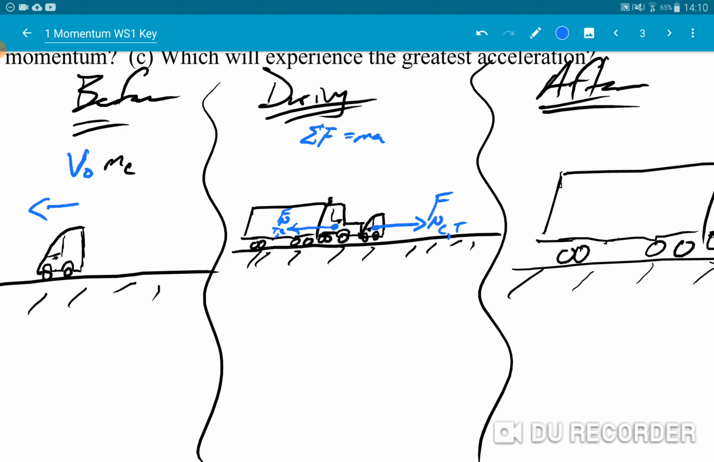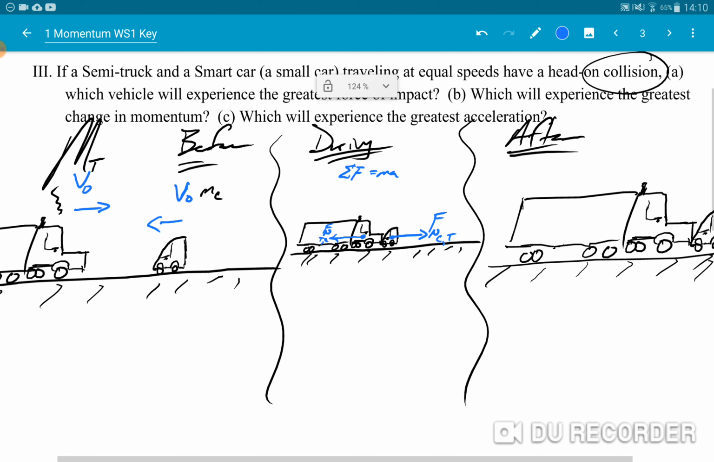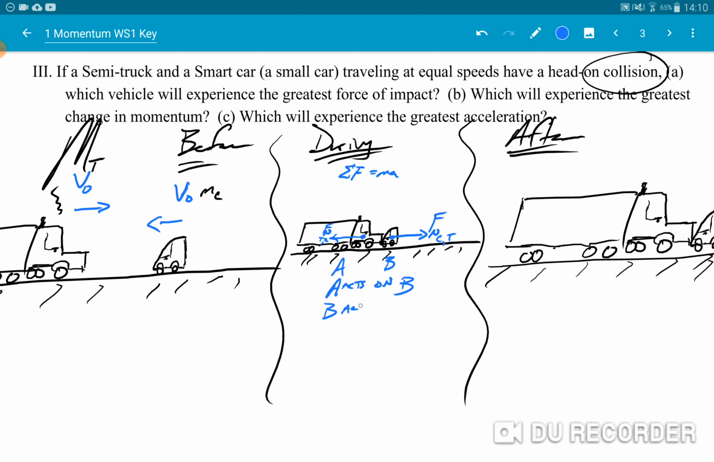Okay, how do these forces compare to one another? Well, I look at that and I go, okay, truck pushes car to the right. Car pushes truck to the left. Well, hold on, that sounds like something else we've heard before. If I said the truck was A and the car was B, that's like A acts on B. Therefore, B must also act on A.